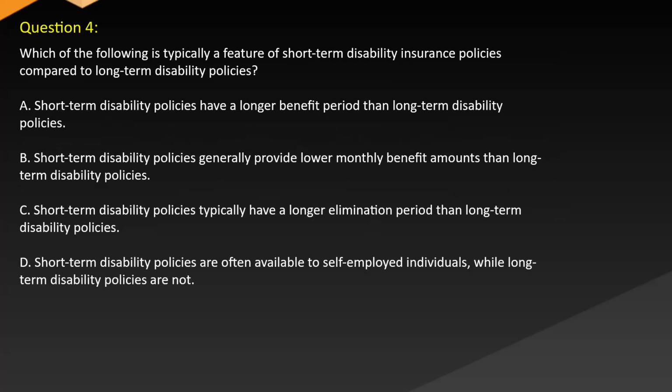Question 4. Which of the following is typically a feature of short-term disability insurance policies compared to long-term disability policies? A. Short-term disability policies have a longer benefit period than long-term disability policies. B. Short-term disability policies generally provide lower monthly benefit amounts than long-term disability policies. C. Short-term disability policies typically have a longer elimination period than long-term disability policies. D. Short-term disability policies are often available to self-employed individuals, while long-term disability policies are not.